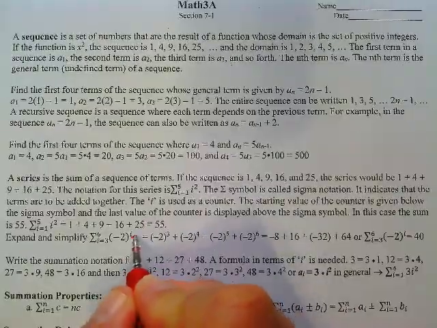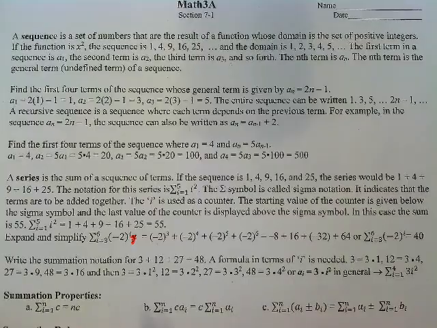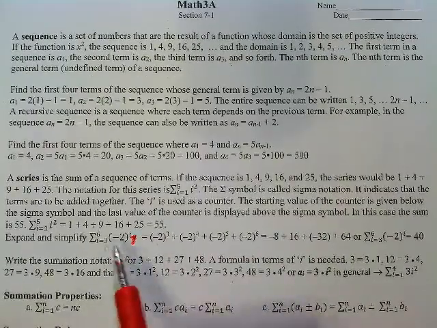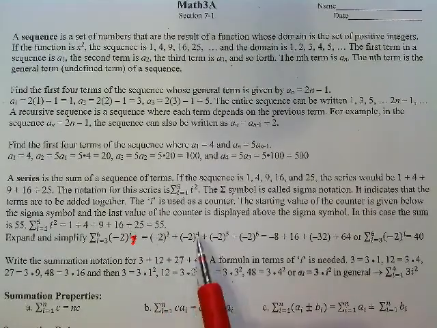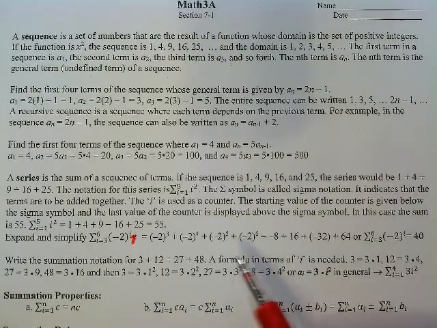That's actually a little typo there, so ignore that part. Just negative 2 to the ith power. And so we're going from 3 to 6. So negative 2 cubed, negative 2 to the 4th, negative 2 to the 5th, negative 2 to the 6th power.